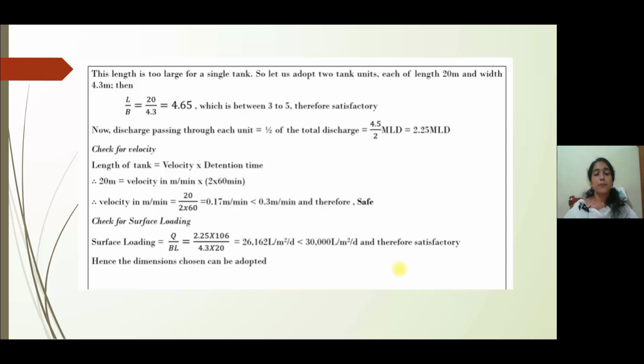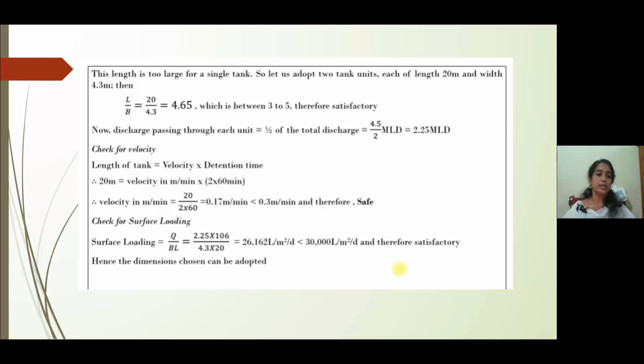And then the discharge passing through each unit: a single unit is 20 meter length, then 375 divided by 2, that is half of the total discharge. The total discharge we already calculated as 4.5 mld, and divided by 2 we will get the discharge passing through each unit, that is 2.25 mld.